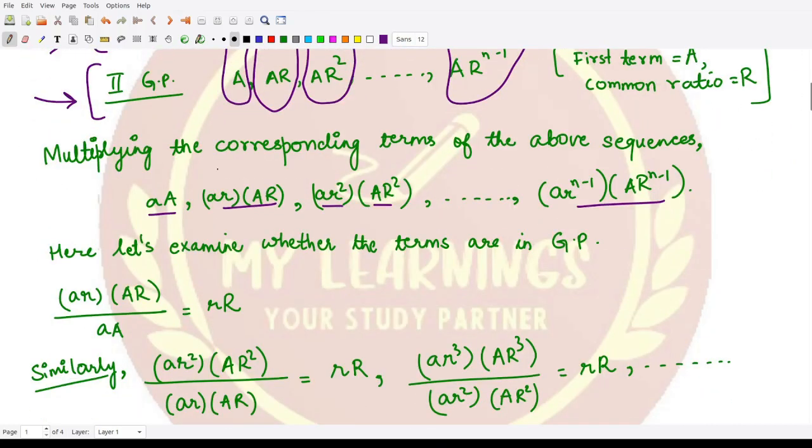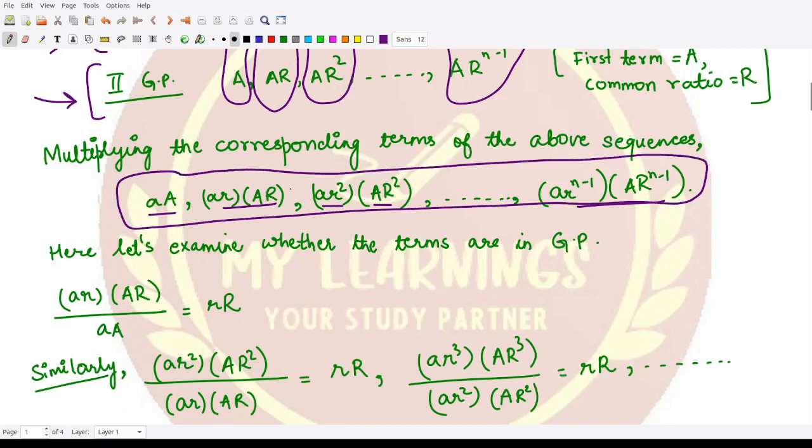Now we need to examine whether the constructed sequence is a geometric progression or not. To determine that, we should verify whether the ratio obtained by dividing each term by its preceding term is the same. So let's have a look. First of all, when you divide the second term by the first term, what do we have? We have small r into capital R. Next, when we divide the third term by the second term, we again have small r into capital R.